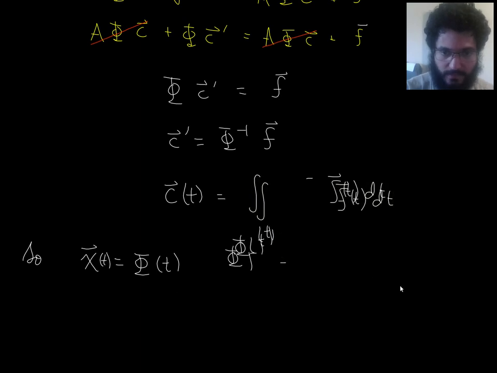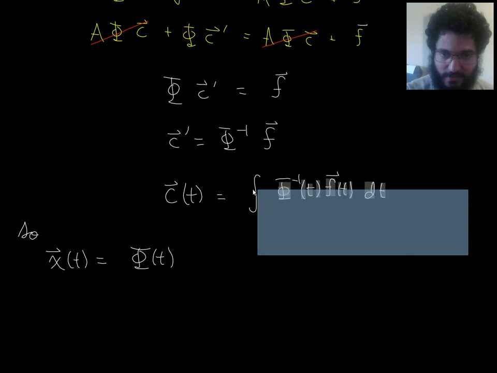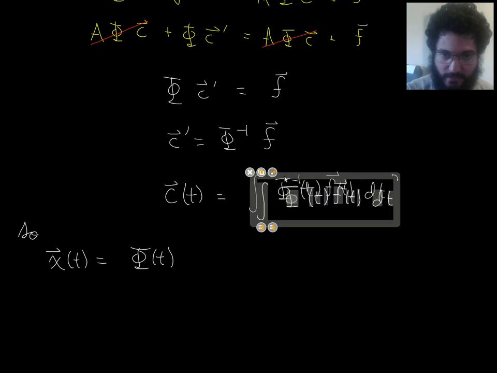Oop, what have I done? Okay, I think we're back. So instead of writing c here, so x equals phi c, but instead of writing c, let me write this full thing here.